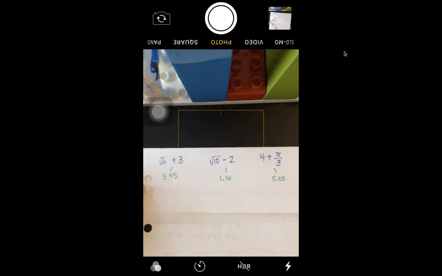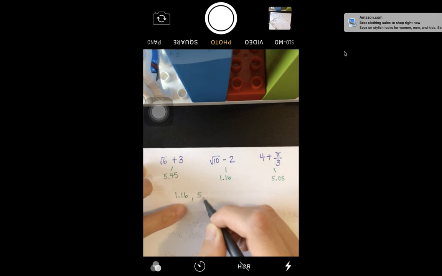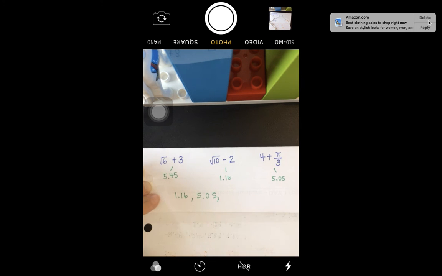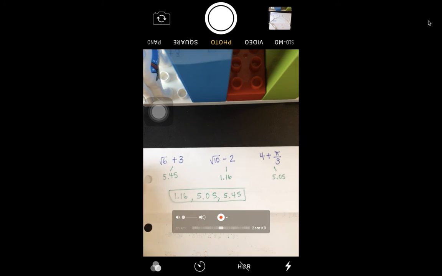Okay, now we can order them from smallest to largest. So hopefully this is not too difficult. 1.16, then 5.05, then 5.45. And that would be your order.